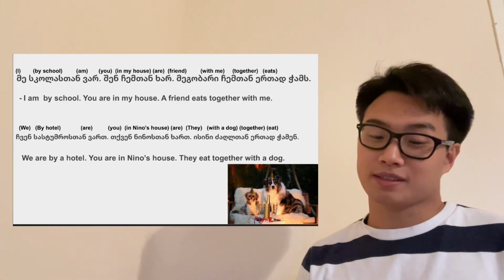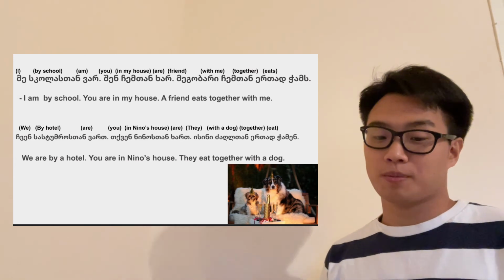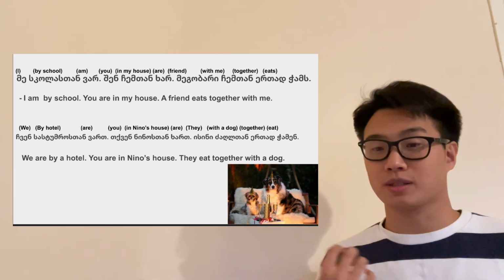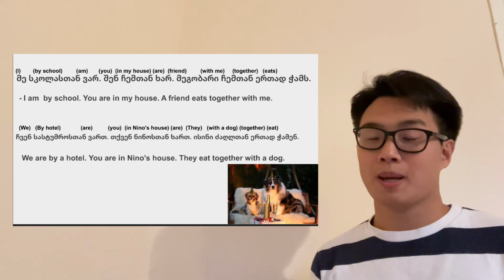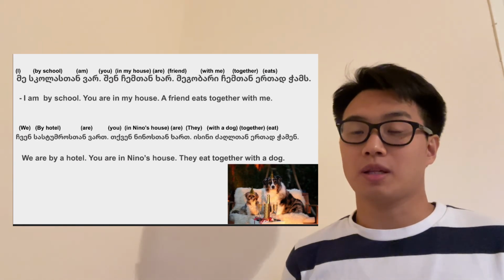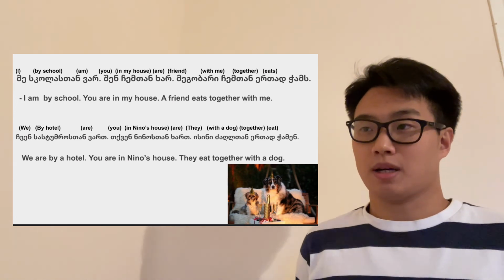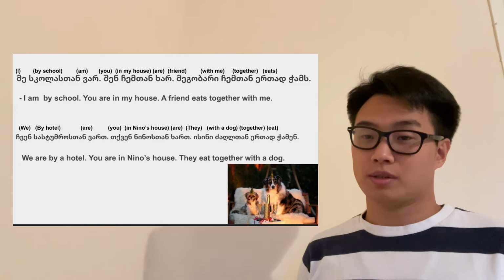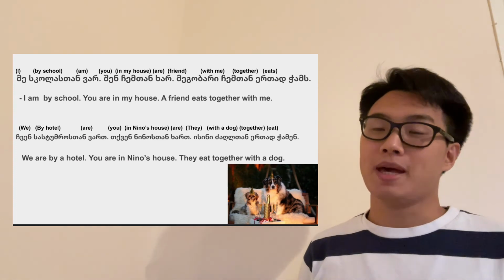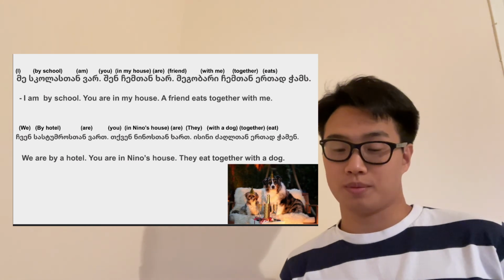So the next examples are using the postposition tan. For example, I am by a school. I am by the school. In Georgian it will be me skolastan, but tan demands the dative case. So that's why we have to use the dative case for the word skola. So skolas, right? Me skolastan, I am by the school, right next to the school.